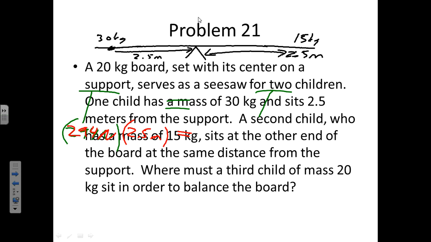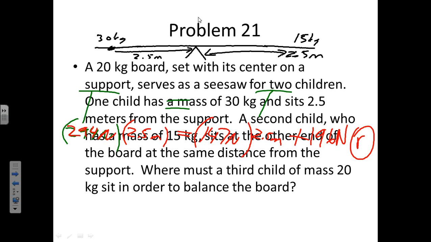We know the other kid's got to sit on the right side, right, to balance it out. So we're going to have over here 15 kilograms times 9.8. That gives us 147 newtons times 2.5, the distance, plus the weight of the 20 kilogram kid. So 20 times 9.8, you get 196 times some distance that we don't know. That's what we're trying to find.